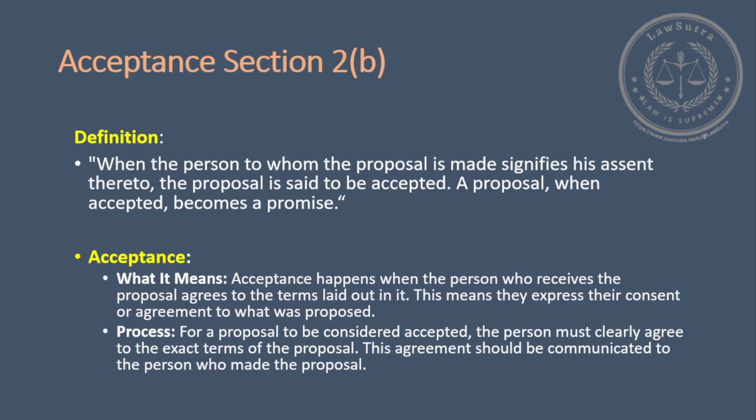Acceptance, what it means: acceptance happens when the person who receives the proposal agrees to the terms laid down in it. This means they express their consent or agreement to what was proposed. Process: for a proposal to be considered accepted, the person must clearly agree to the exact terms of the proposal. This agreement should be communicated to the person who made the proposal.